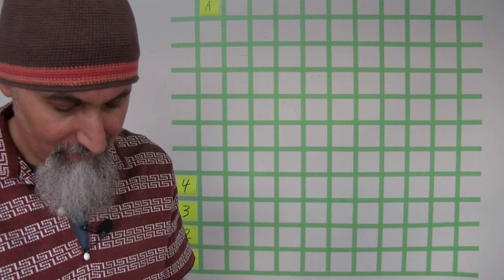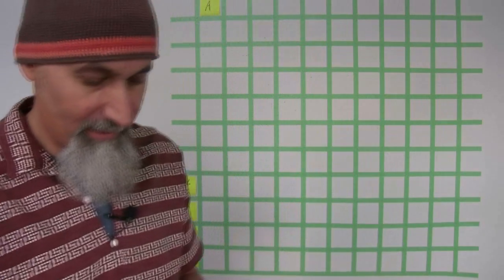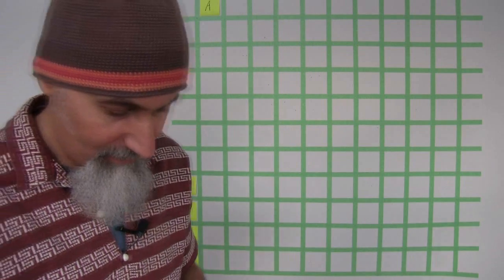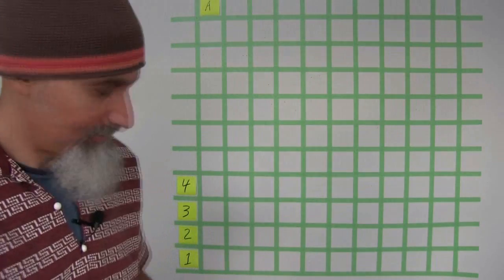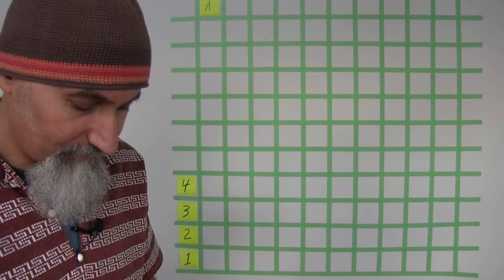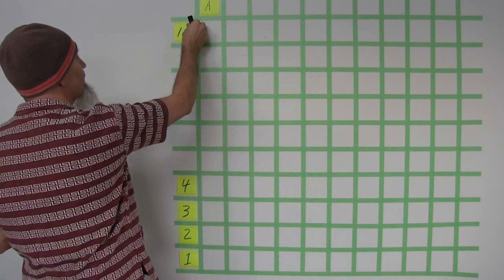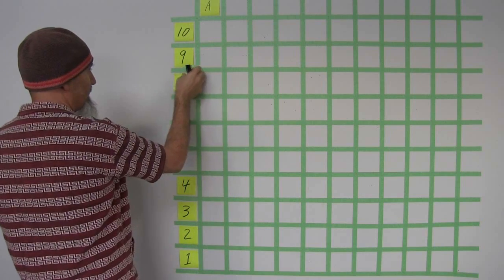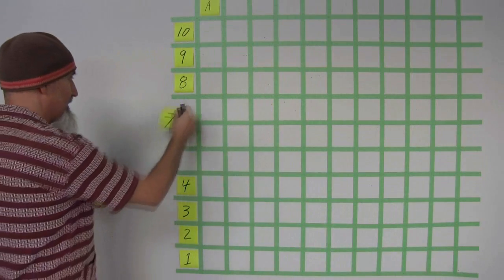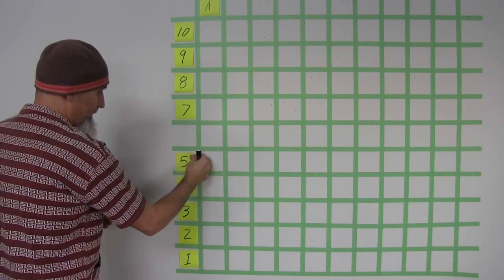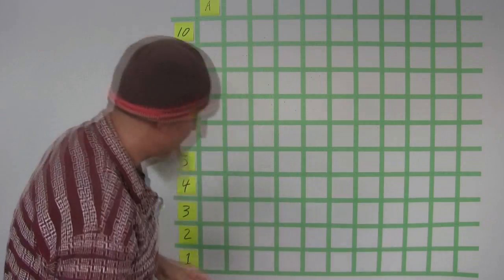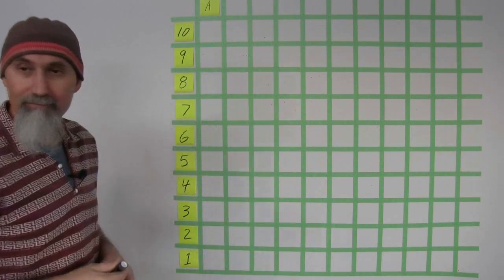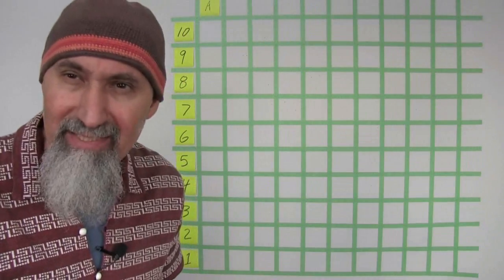Let's write 8. And then 9. And then 10. Because we've got 10 rows, right? So let's put these guys up, and then we'll do the other side and the top as well. Right. So here's 10. 9, 8, seven, here's 5, and 6, here's our 6, right. That's perfect.